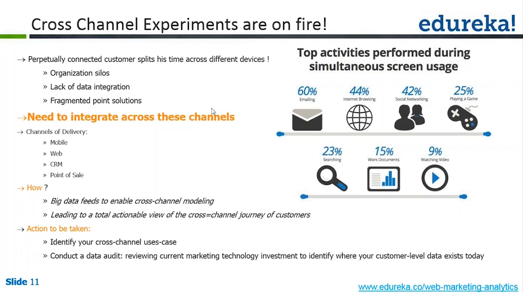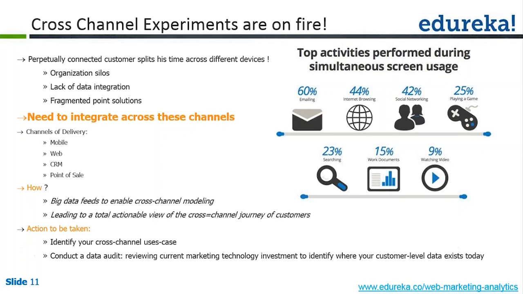And from a marketer or a brand point of view, what this leads to are three different problems. It leads to organizational silos because we're not able to connect across these different channels. There's a lack of data integration, and we are still offering fragmented point solutions across these different channels. So there is an underlying need to integrate across these channels, right? So what are the major channels of delivery today? There's mobile, there's web, there's the whole CRM applications, and there's point of sale. And how do you do that?